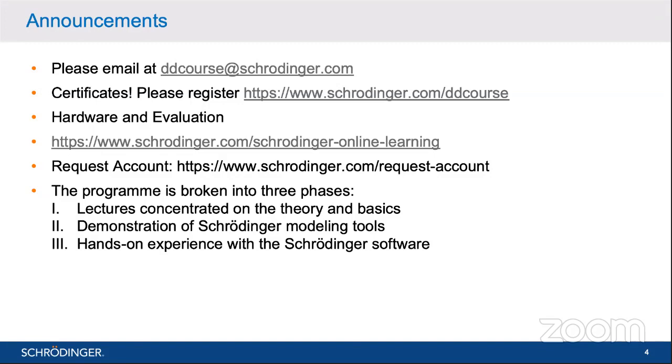The second announcement that I want to make is about the SOC, the Schrodinger online course. You take this Schrodinger online course when you do not have the hardware, as well as if you want to have a separate course. It's a certified course. You get a certificate when you finish it. So if you do not have hardware, this is another option for you.